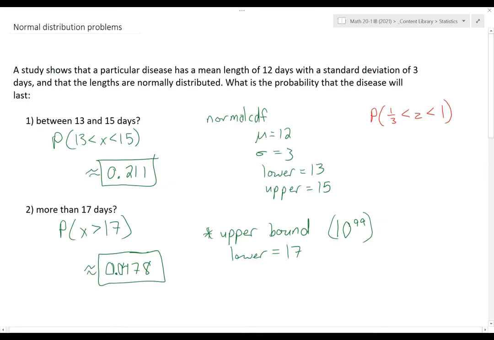Again, had I used, instead of 10 to the power of 99, had I used just 30, I get essentially the same thing. It's not exactly the same thing. On my calculator, though, it doesn't vary until the 7th decimal place. So I don't particularly care about that level of difference.